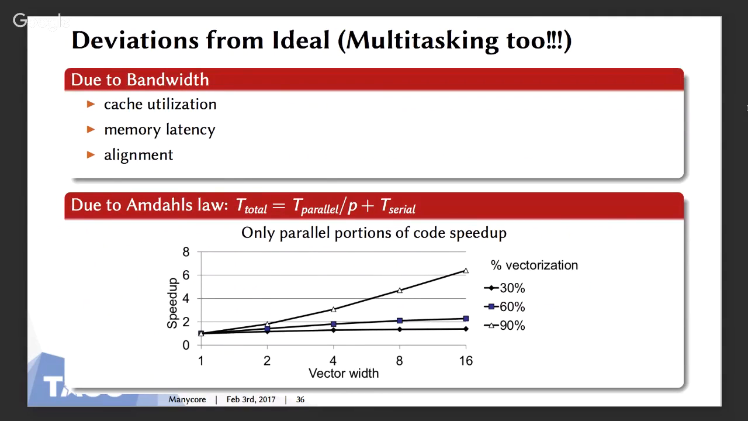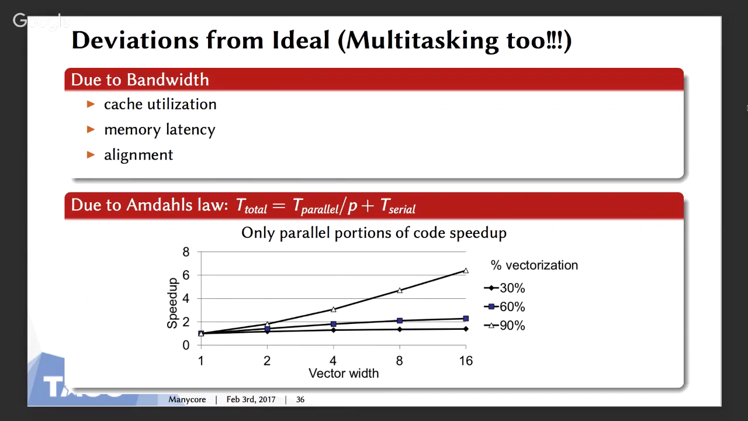So what are some of these deviations from the ideal, like I was just talking about? And these all apply to multitasking too. You'll have deviations due to bandwidth limitations. If you're not utilizing your cache perfectly, you've got to wait for data to come from memory. There's also an issue called alignment, which I don't think I'll get into, but it has to do with how your data actually lines up on the vector registers.